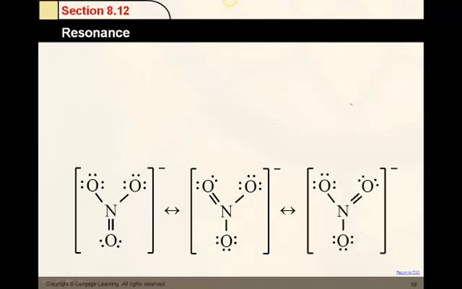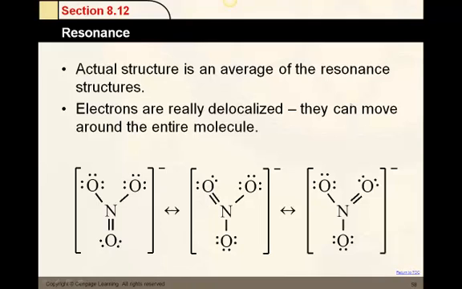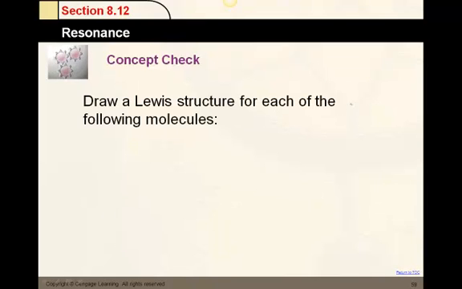Let's see what the slideshow is telling us. The actual structure is an average of the resonance structures. Electrons are really delocalized. They can move around the entire molecule. That's exactly what resonance is. So let's draw a Lewis structure for each of the following molecules. Some of these may have Lewis structures, resonance structures, and some may not. Let's see if any do.